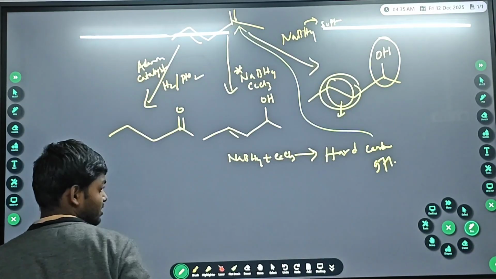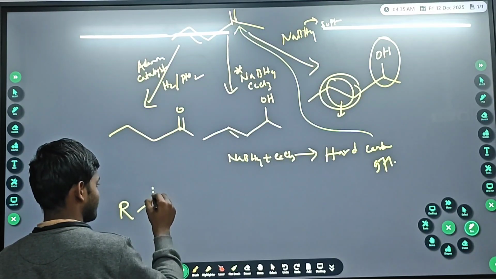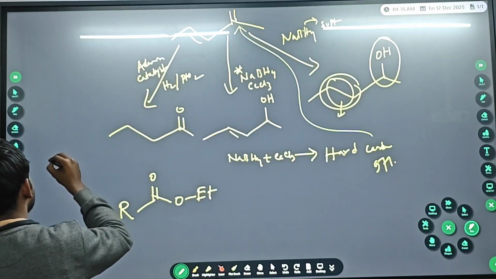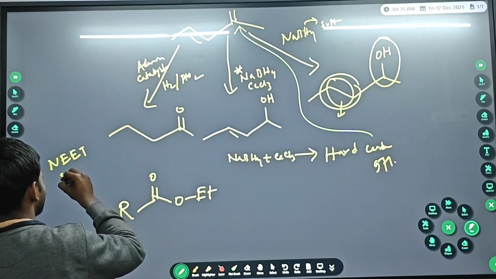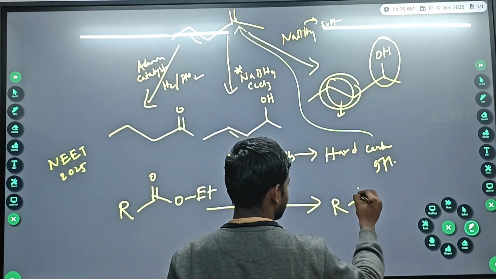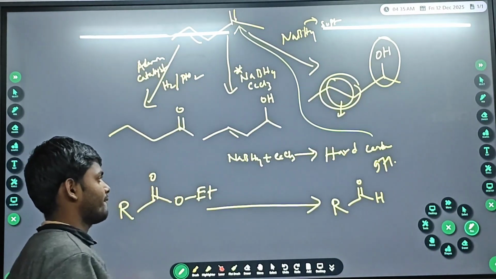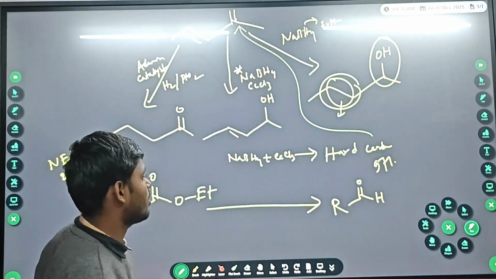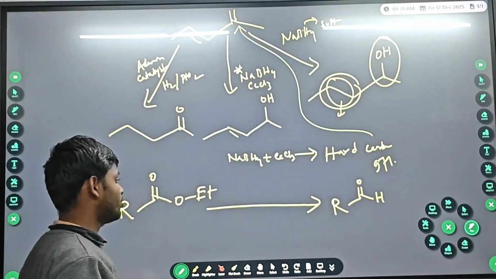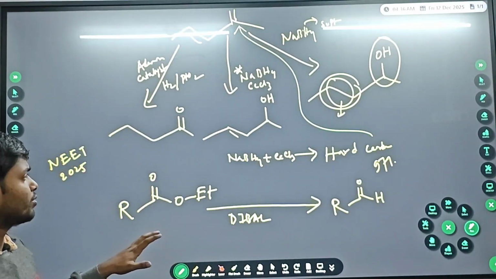One reaction there is in the NEET 2025 case. NEET 2025. So how will you make this? This type of question comes on diborane. I have taught you how diborane reduces the aldehyde. So this type of question you have to answer.